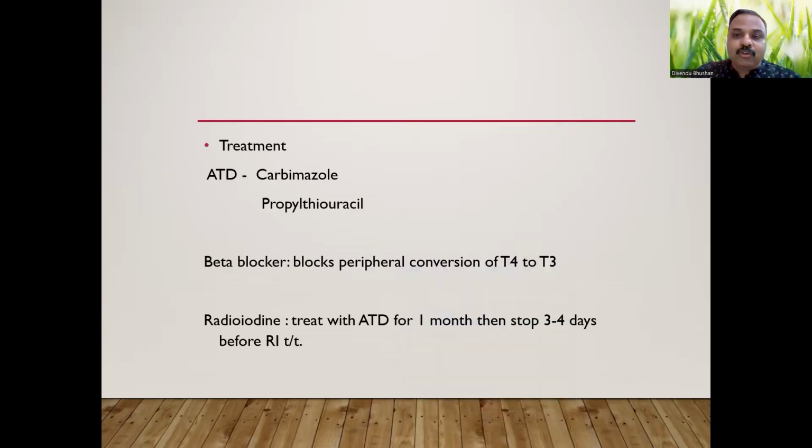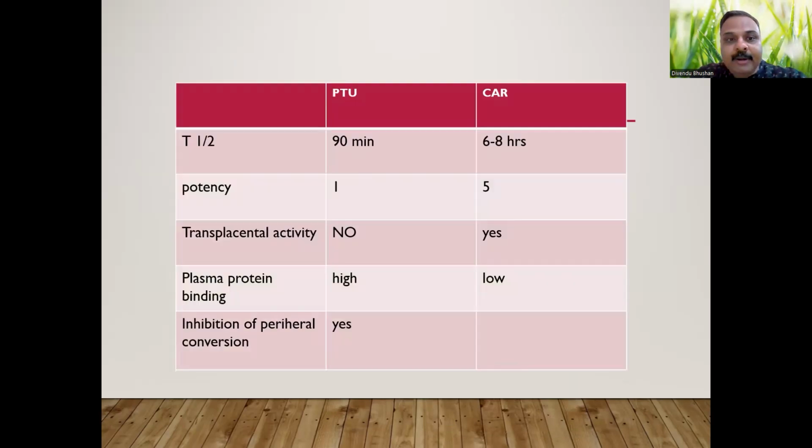The treatment comprises antithyroid medication like carbimazole and thyroxine. Beta blocker is also used for stopping the peripheral conversion of T4 to T3. Radioiodine is also a treatment of choice, and we have to know that we treat with the antithyroid medicine for about 1 month, then stop for 3 to 4 days before radioiodine treatment.